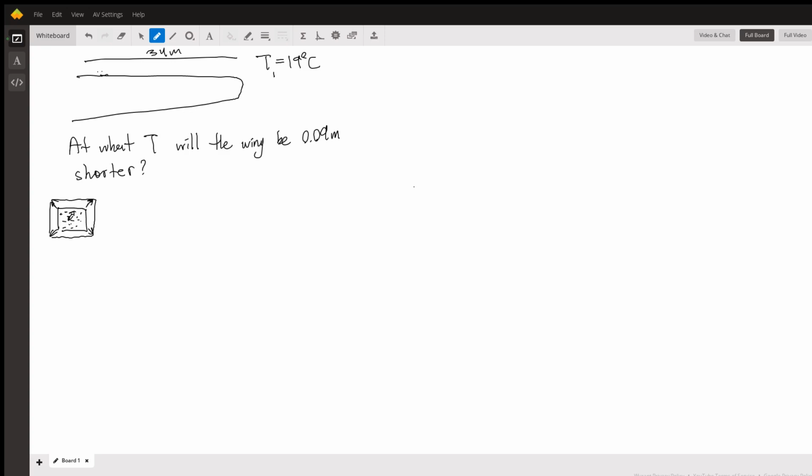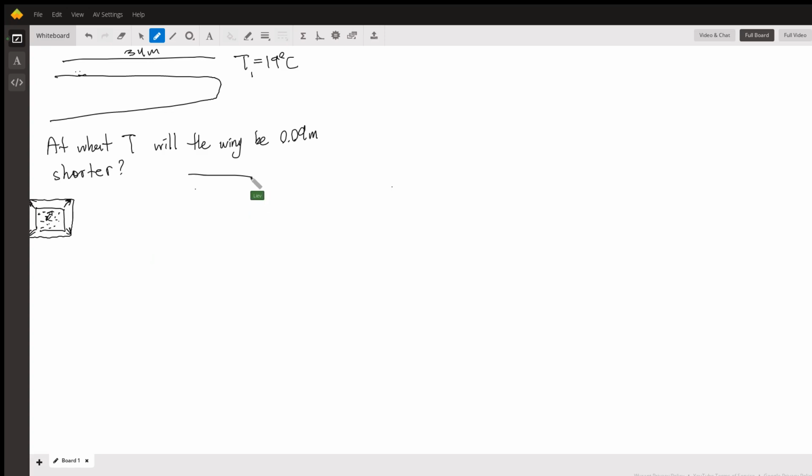The relationship you care about for thermal expansion is the following. Delta L, the change in length, divided by the initial length, is equal to the coefficient of thermal expansion times the change in temperature. That coefficient of thermal expansion is material dependent, so this is not something you could have solved for yourself. You have to go look this up. The coefficient of thermal expansion for aluminum is 23 times 10 to the negative 6, fractional changes per degree Kelvin.